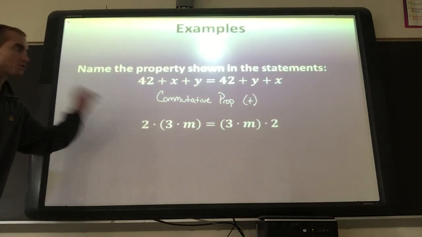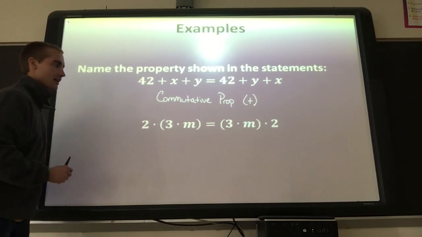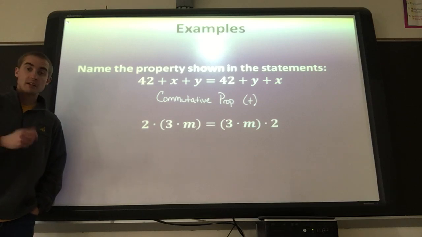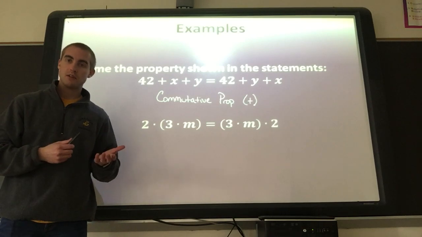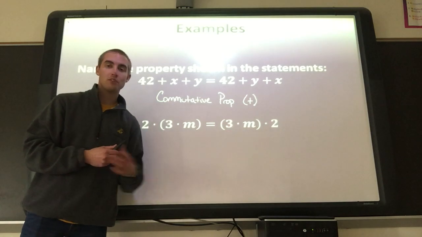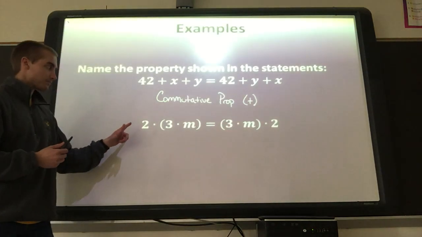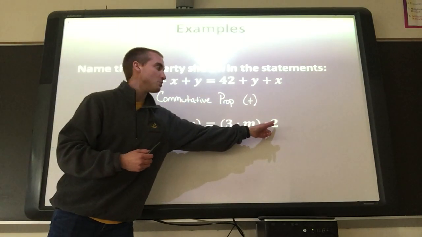All right, and then our next one, look carefully at this one. There are parentheses, and a lot of times students see parentheses, they automatically say, well, that's the associative property because what's in parentheses is changing. But notice what's happening. On the left-hand side, what's in parentheses? 3 times m. On the right-hand side, what's in parentheses? 3 times m. So what's in parentheses is not changing. 3 and m is still in parentheses. Notice what is changing. You've got 2 in front of 3 times m, and here you've got 2 behind it.